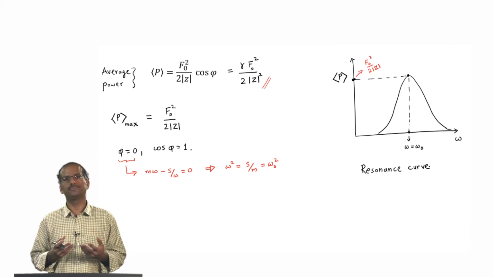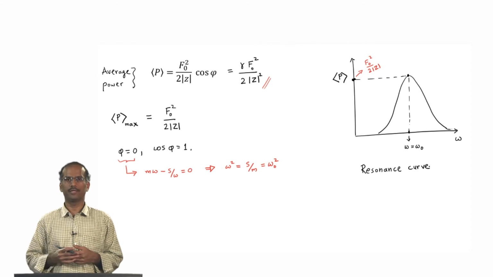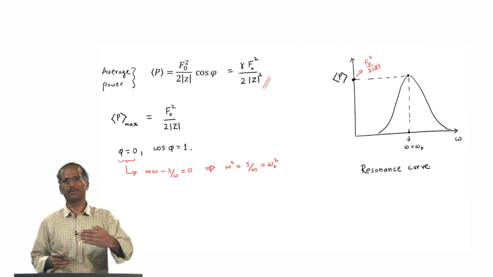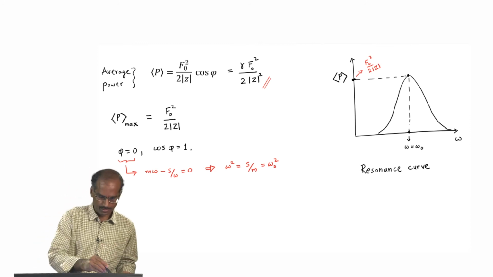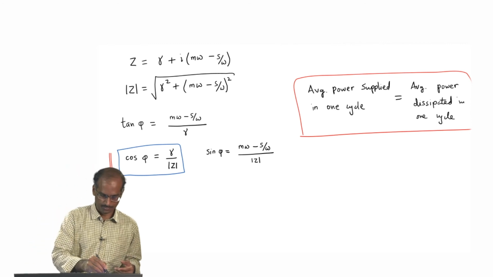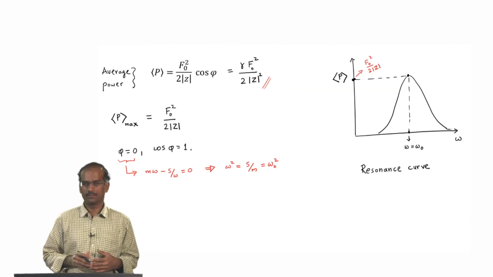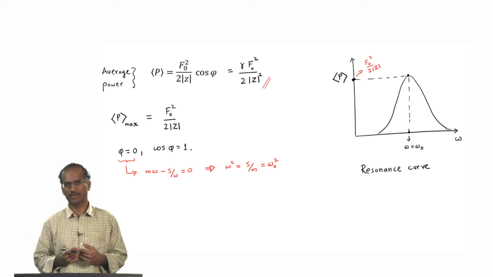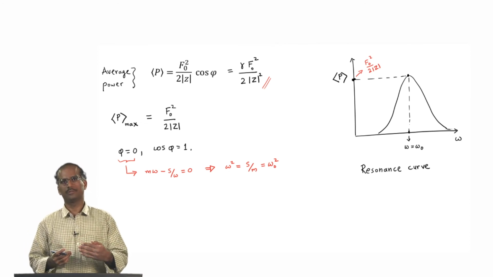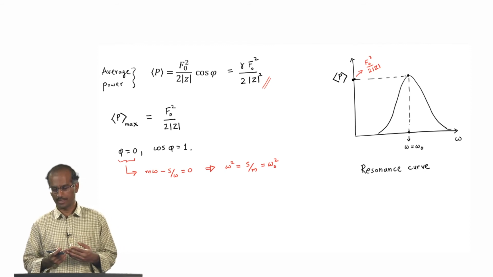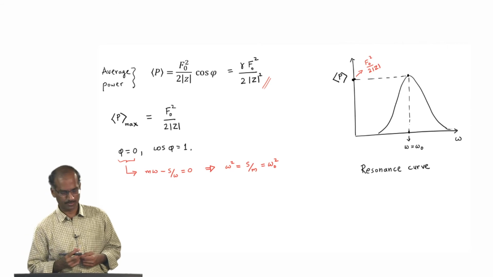And of course, if a lot of power is being absorbed by the oscillator at omega equal to omega 0, it also dissipates the same amount of power over every cycle. That is the general result that we saw just now. So, if you want a large response from the oscillator, you should drive the system at the frequency corresponding to the natural frequency of the system.